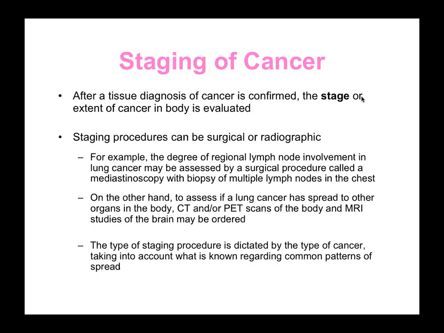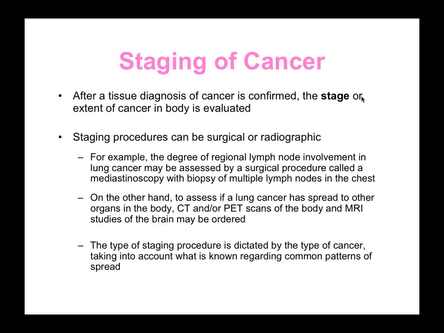So after a tissue diagnosis of a cancer is confirmed, then the first thing that needs to be determined is what the stage of the cancer is, and this refers to the extent of the cancer that's in the body. And so we want to know, is the tumor localized, has it spread to lymph nodes, or has it spread to other parts of the body? And so the staging procedures that are recommended can be either surgical or radiographic, so they may be chest x-rays, CAT scans, or PET scans.